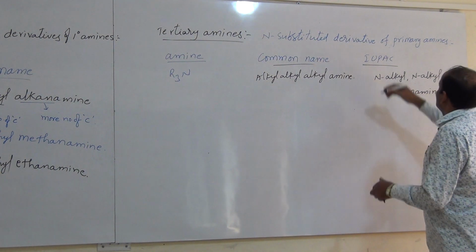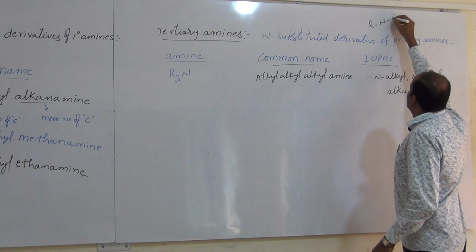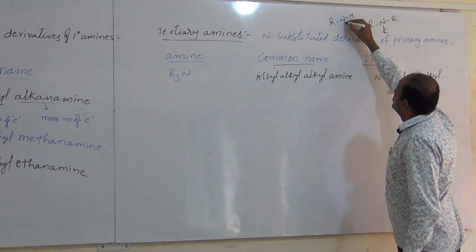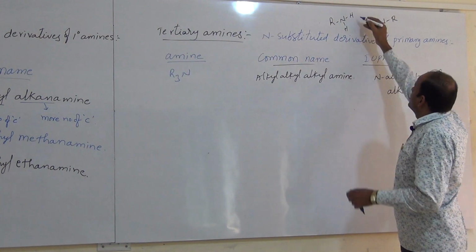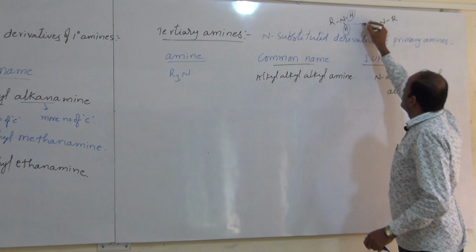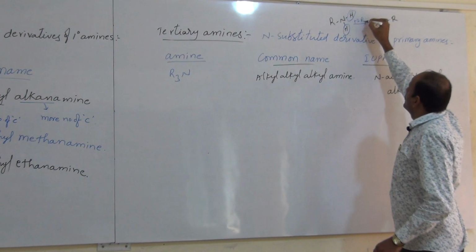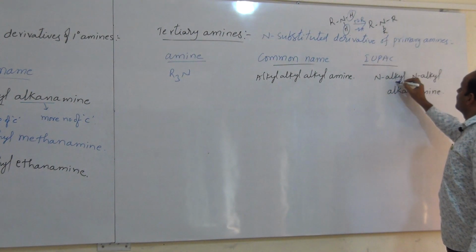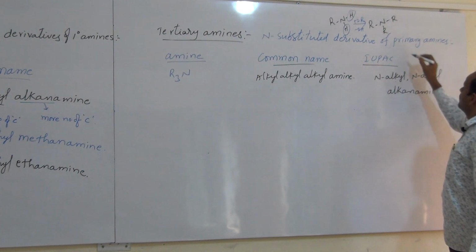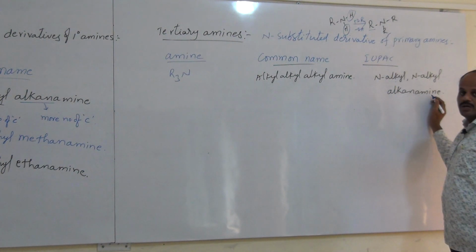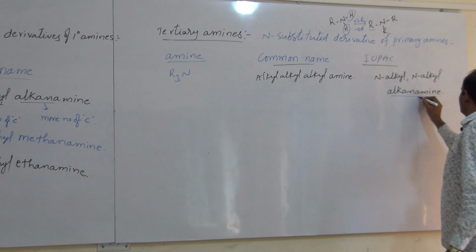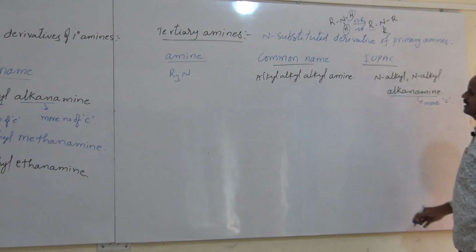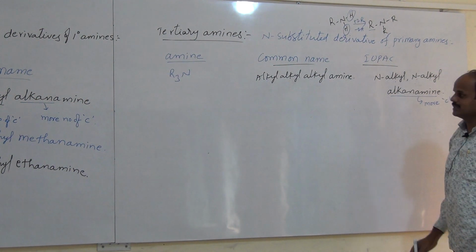Because here, what is the formula? R, N, R, here also R. If you take primary amines, RNH2, here the hydrogens are replaced, and they are replaced with two alkyl groups. Thus on nitrogen one alkyl is there, so N-alkyl. One more is there, that is another N-alkyl. Another one is represented as alkanamine. Here the alkanamine group should contain the larger number of carbon atoms, like in the case of secondary amines.